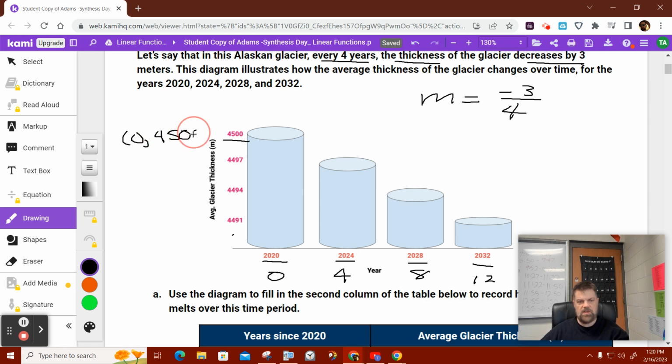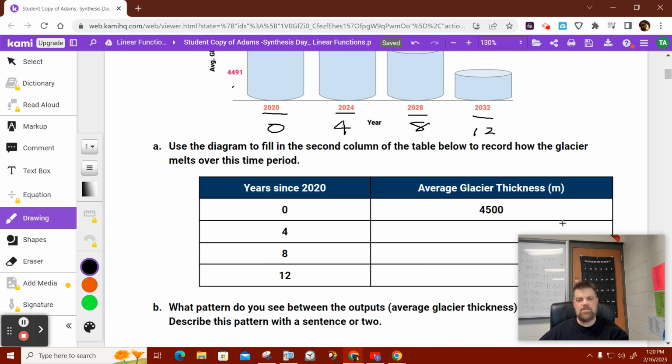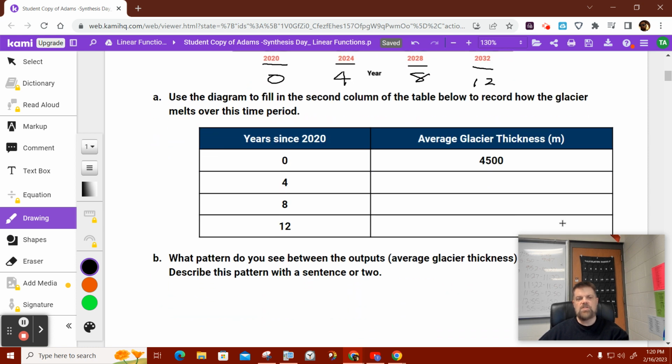What's the next point going to be? 4, what? 9. I can't do that. Yeah, it's 4497, right? And, well, I said when you get to the end, it seems like the same thing twice, but we'll go over it together. So anyways, now we got to use the diagram to fill this in. So every 4 years, it decreases by 3.